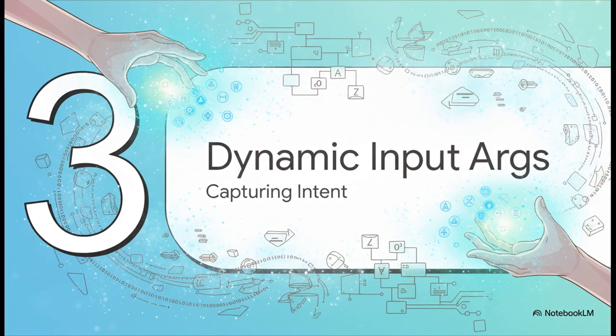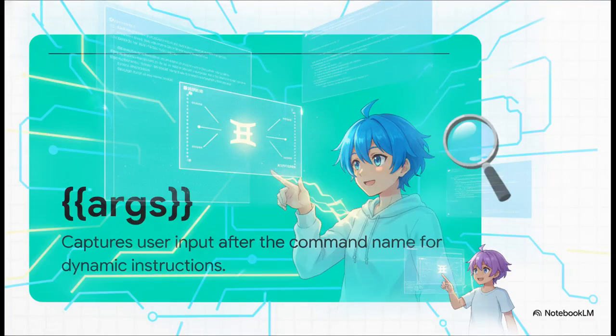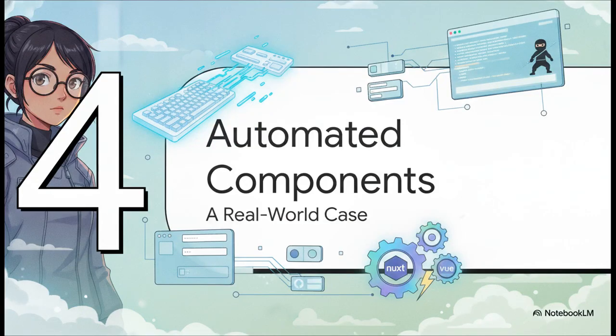Which brings us to Section 3, dynamic input with args. Now, a static command is cool, but a dynamic one that adapts to your task, that's a real game changer. And this right here is the secret sauce, the args variable, enclosed in double curly braces. It automatically captures any user input you type right after the command name. So if you type /component and then add a circular avatar, that text is captured by the args variable. You inject this directly into your multi-line prompt, which allows Gemini to take your specific instructions and drive its whole logic flow. Let's see this in action.